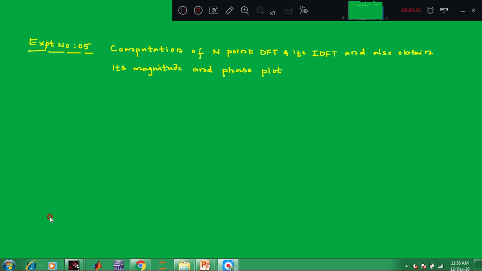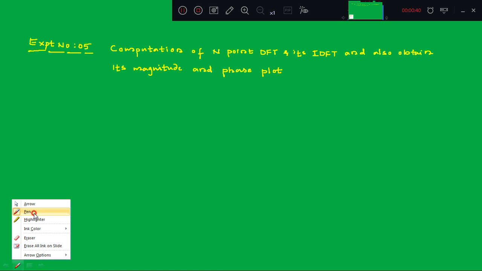So students, in the theory class you have already discussed in detail the concept of DFT as well as IDFT, using the matrix method as well as the equation method, how to solve for the N point DFT of any given sequence, right? So the objective of this experiment is to find the DFT, that is discrete Fourier transform, as well as inverse discrete Fourier transform sequence, right?